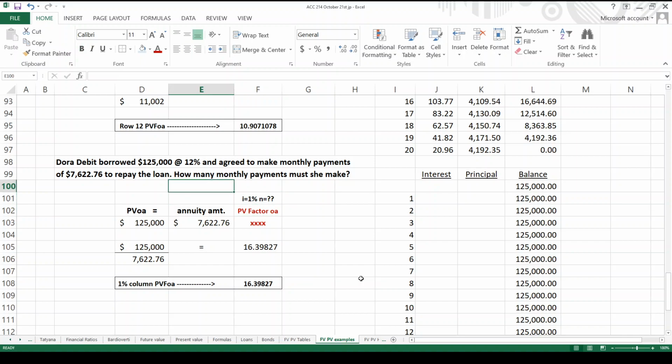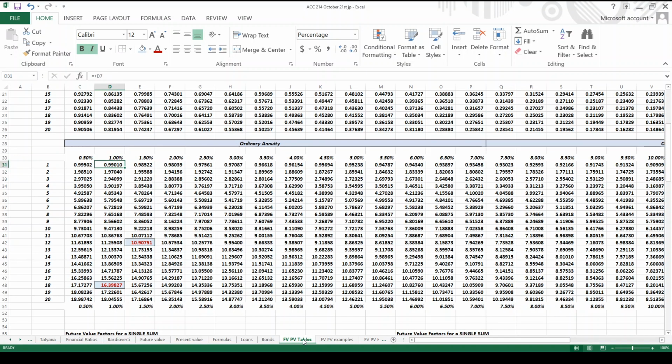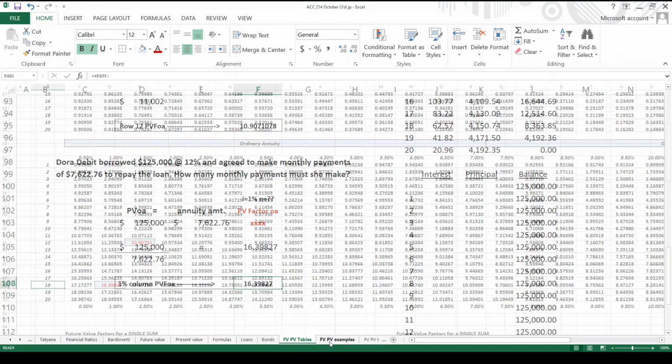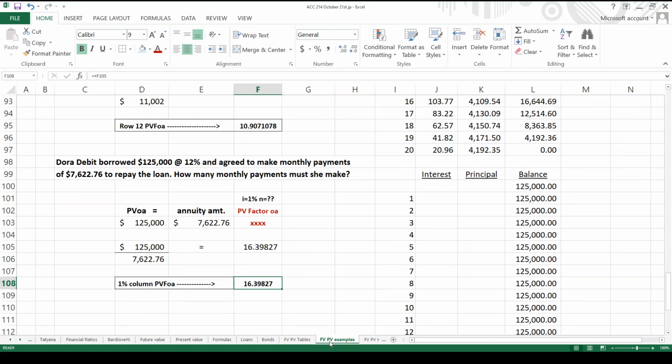We know it's 1%, so this time we're going to go down the 1% column on the PVFOA table. And of course it's 1%. Why? Because it's 1/12 of 12%. So we'll go down that column and we'll try to find this number, 16.39827. And there it is, 16.39827, and 18 periods. So the final Jeopardy answer is going to have to make 18 payments, yeah?